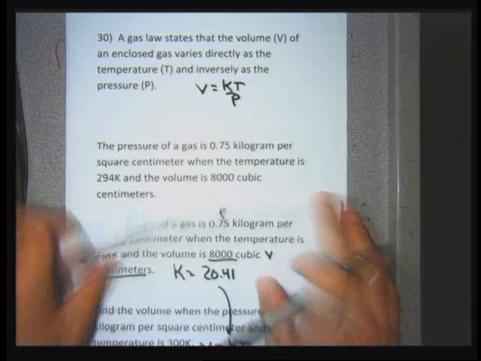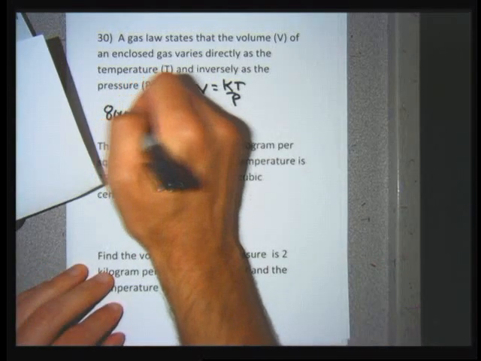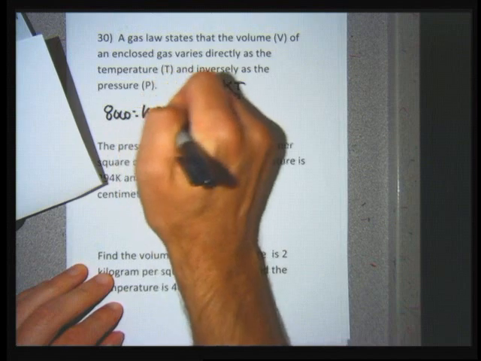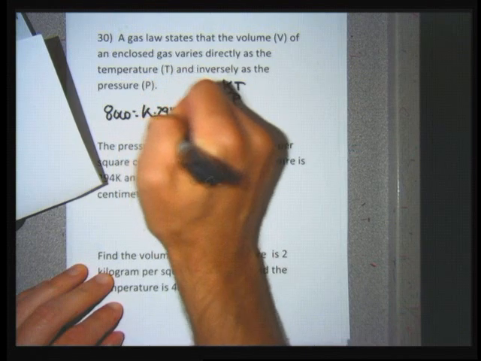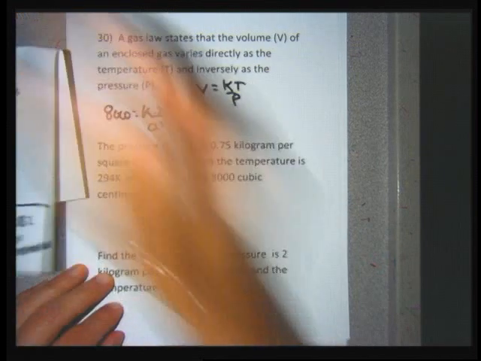So when I do this, if I wrote 8,000 equals K times 294 over 0.75, I'd still get the same value of K, which is going to be 20.41.